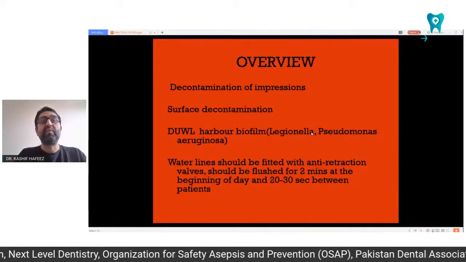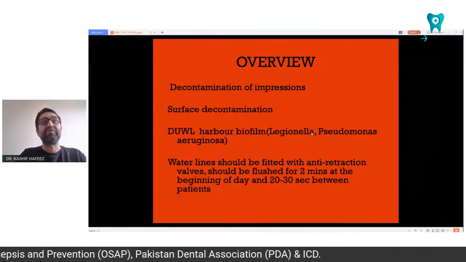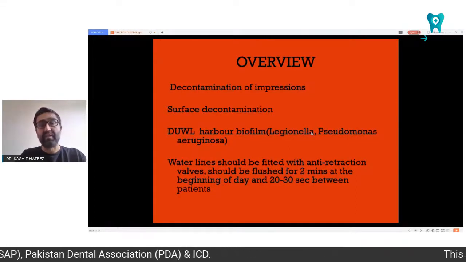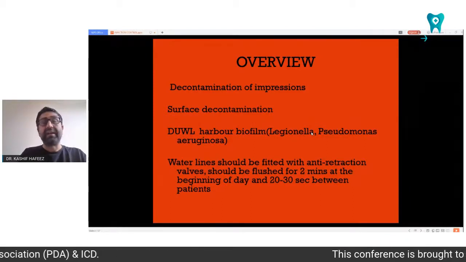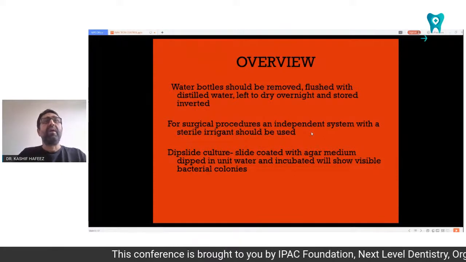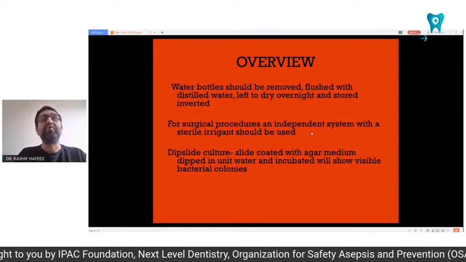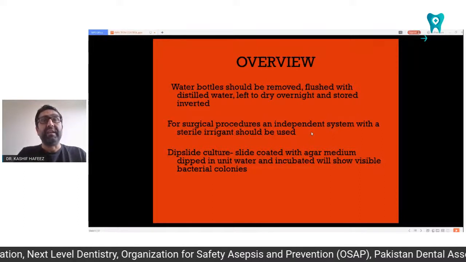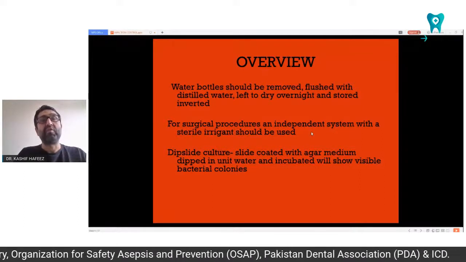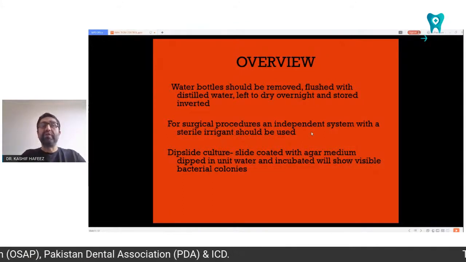They should be fitted with anti-retraction valves, and flushed for 2 minutes at the beginning of the day and 20 to 30 seconds between patients. That is, again, the normal protocol we follow. Water bottles: have you removed the water bottles, or are they removed at the end of the day, left to dry overnight and stored inverted? Is this being followed in your practice? You need to look into it.